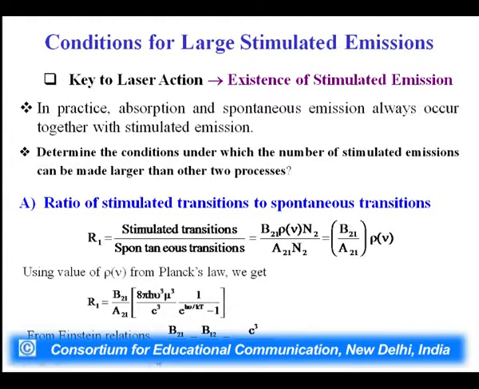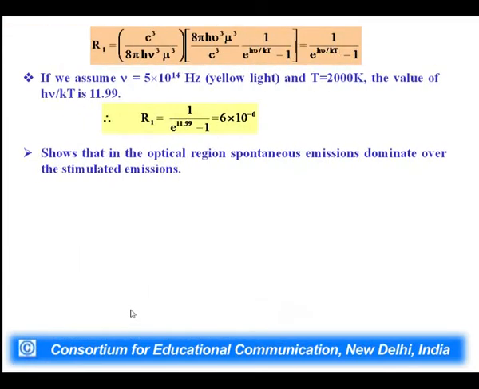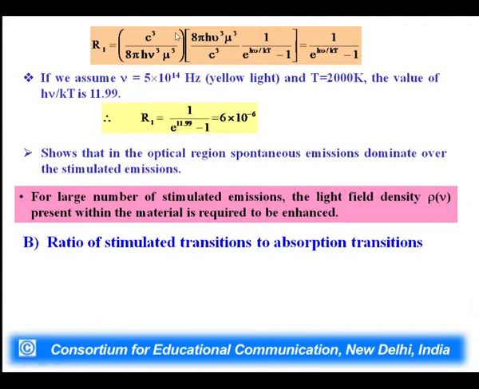From the Einstein relation, we have B21 divided by A21, or B12 divided by A21, which is equal to c cube divided by 8 pi h nu cube mu cube. We put this equation in R1, and then R1 is equal to c cube divided by 8 pi h nu cube mu cube times 8 pi h nu cube mu cube divided by c cube into 1 by e power h nu by kT minus 1, which is equal to 1 by e power h nu by kT minus 1.